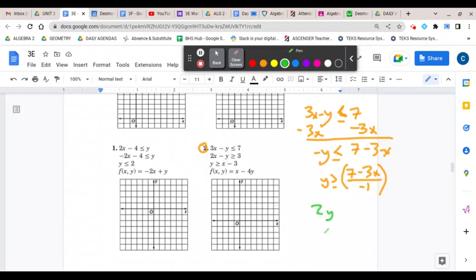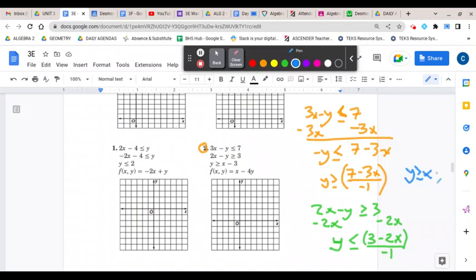The next function, we have 2x minus y is greater than or equal to 3. Okay, again, we'll minus 2x and divide by negative 1. So what we'll have is y is less than or equal to 3 minus 2x all over negative 1. In our third function, we already have y by itself. We have y is greater than or equal to x minus 3.